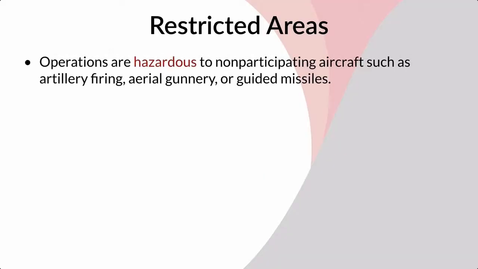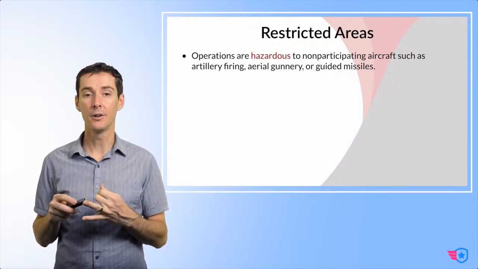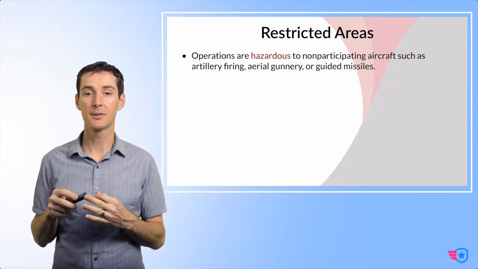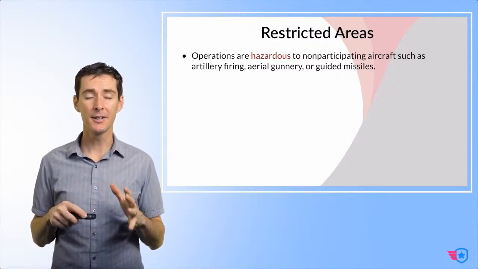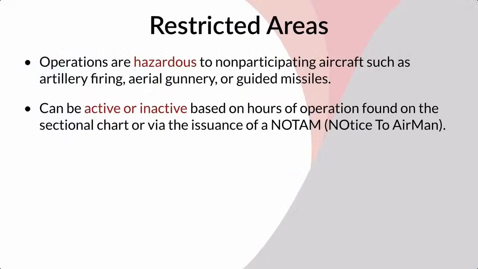The next one is called a restricted area. The restricted area is very much like a prohibited area. You can't go in there. The operation is going to be dangerous for you as a non-participating aircraft. There's going to be firing of guns, there's going to be aerial combat, there's going to be guided missiles in there. Definitely not a place where you want to be flying your drone. These, compared to the prohibited areas, can be active or inactive based on the hours of operation. They can also be turned on by a NOTAM.